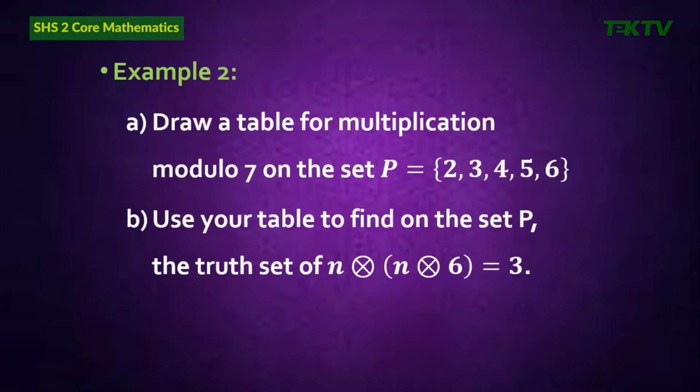Draw a table for multiplication modulo 7 on the set P, which is equal to {2, 3, 4, 5, 6}. This time we are dealing with mod 7, but we've been given specific values, so we don't need to use all the mod 7 elements. We will stick to the values given. That's the set P. Then when you are done, you use your table to find on the set P the truth set of n times (n times 6) equals 3. Coincidentally, we are still having 3 on our right-hand side. It doesn't mean all the time it should be 3, so take note of that.